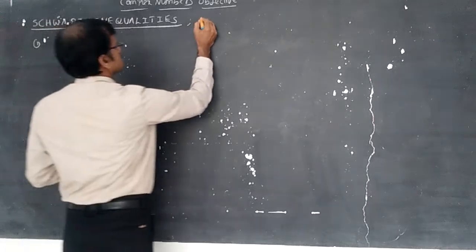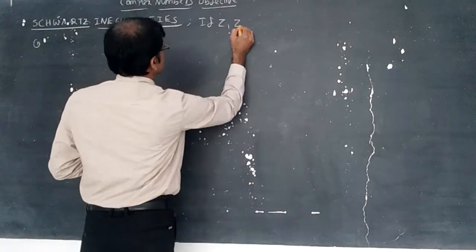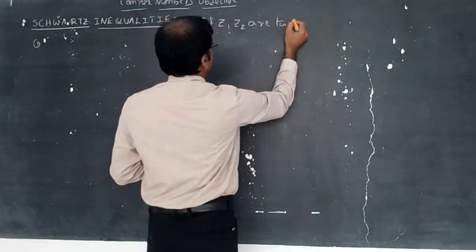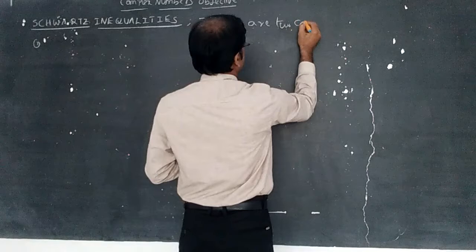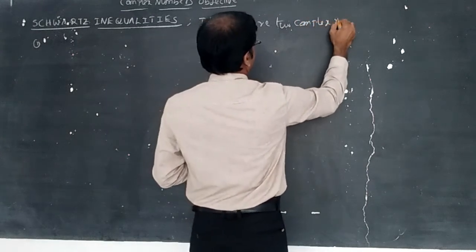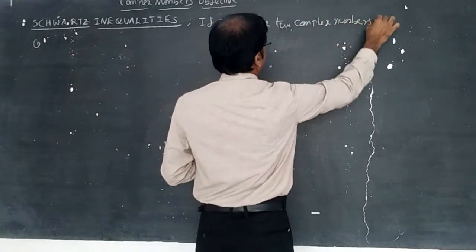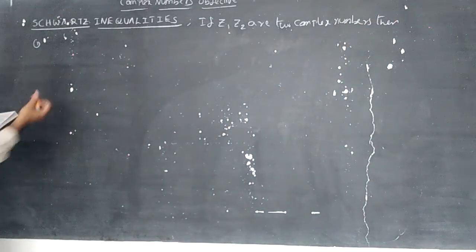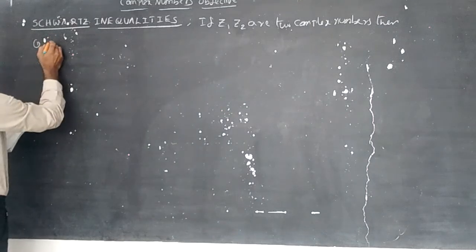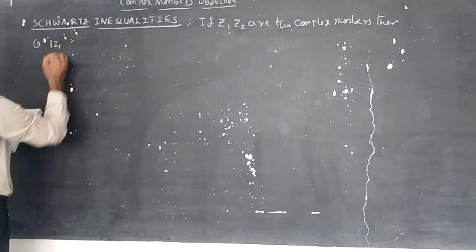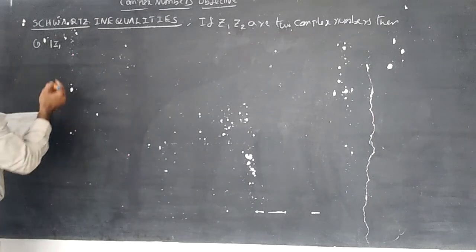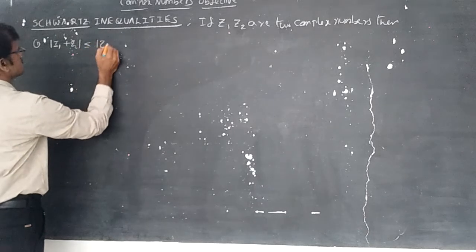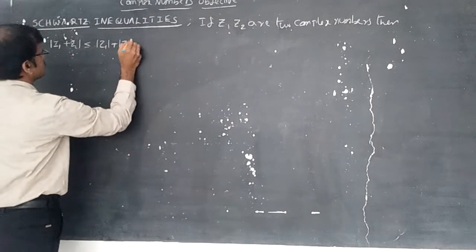If Z1, Z2 are two complex numbers, then among them, the first rule: modulus of Z1 plus Z2 is less than or equal to modulus of Z1 plus modulus of Z2.